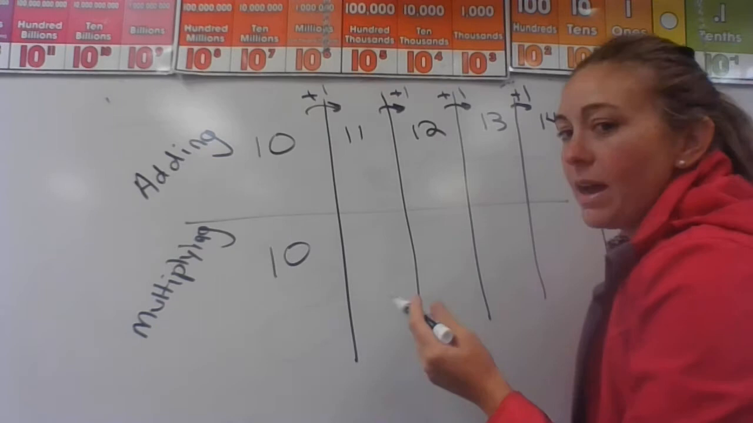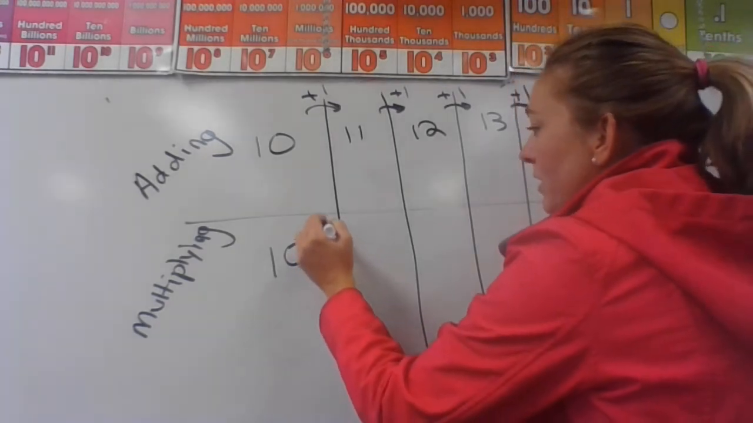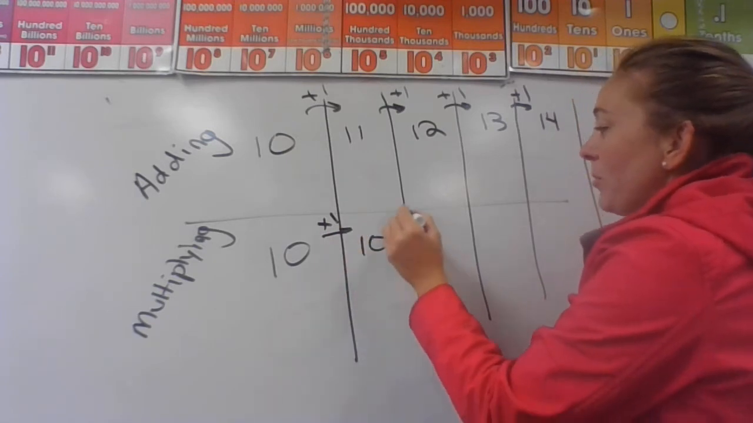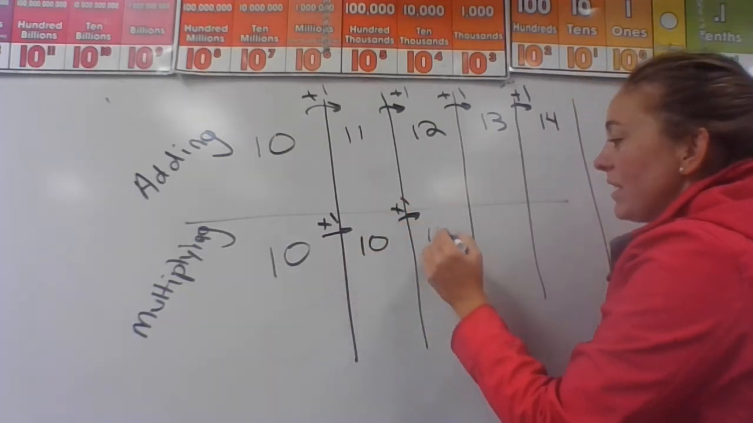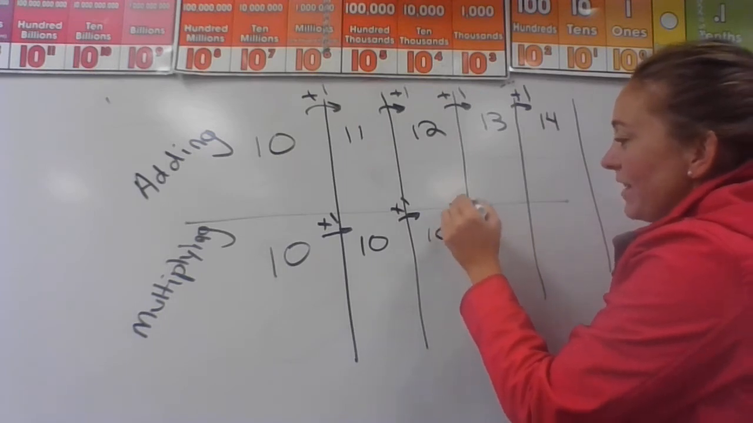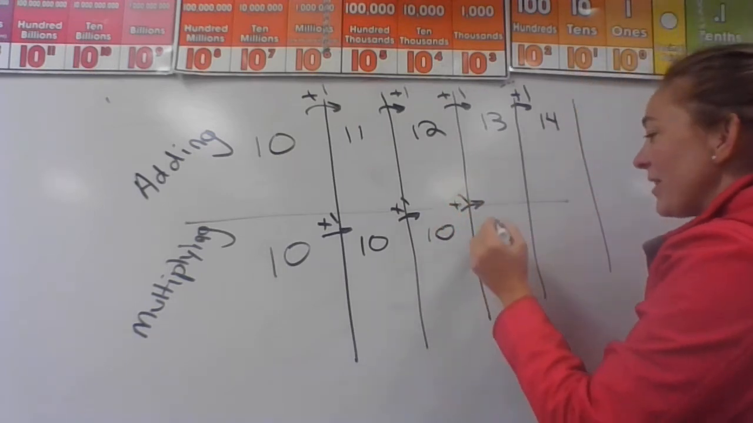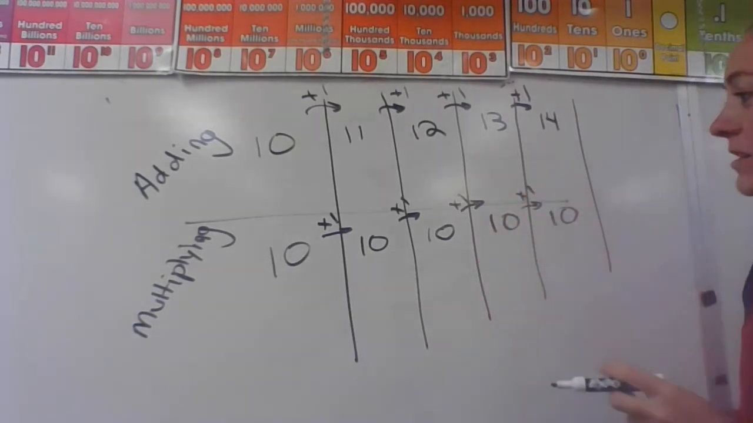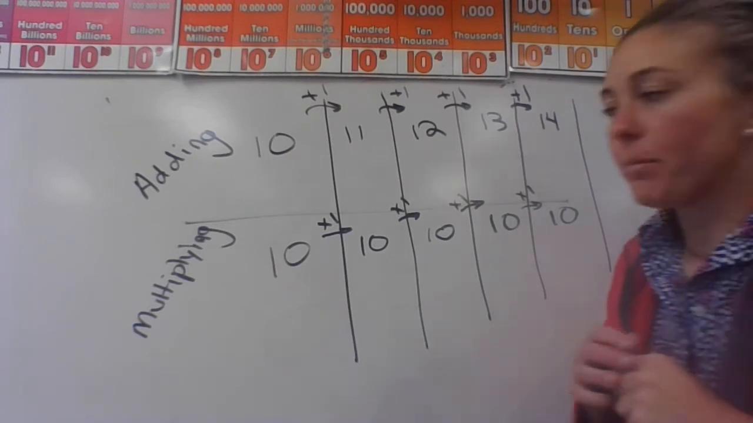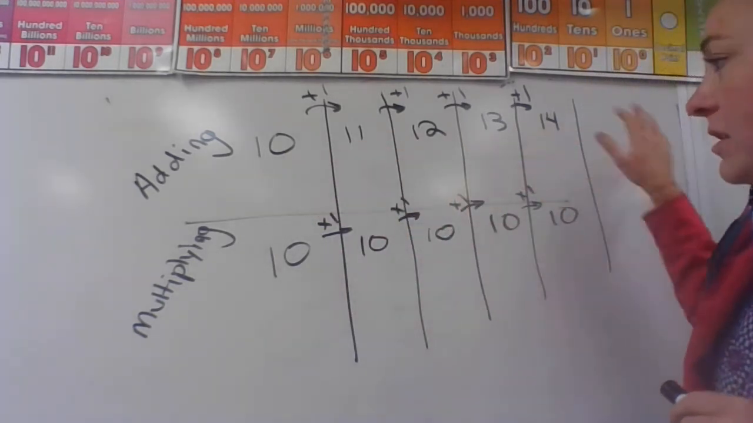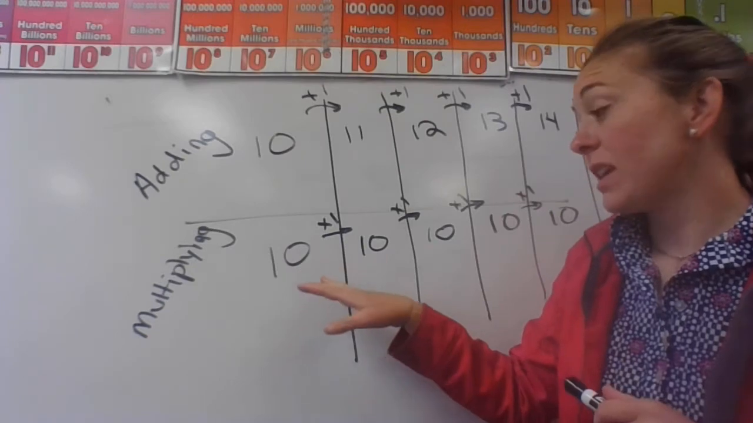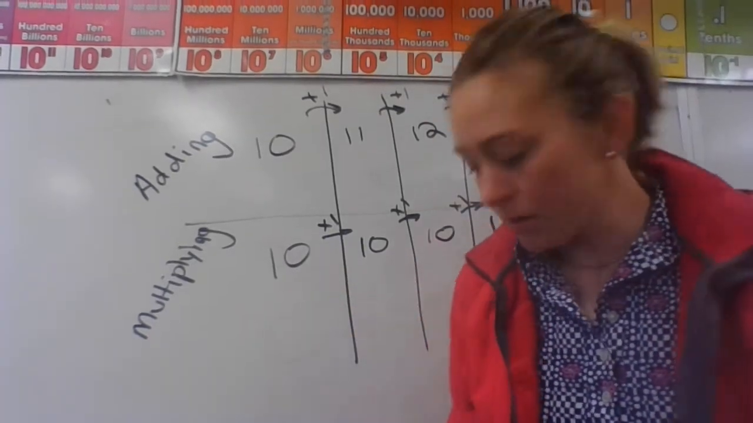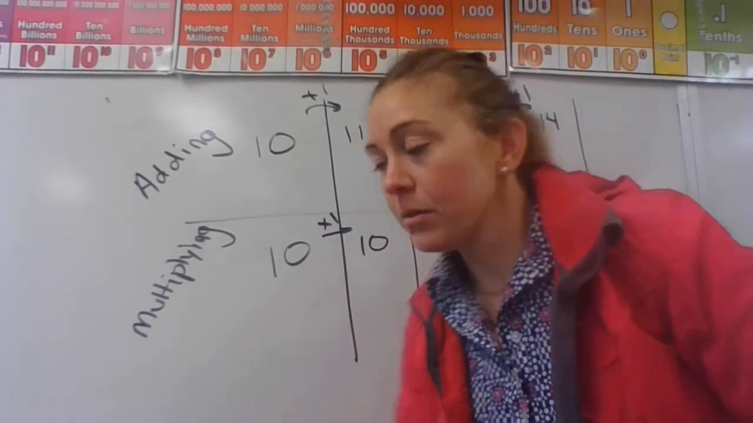For the multiplying pattern, I multiply by 1 each time. So times 1, 10 times 1 gives us 10. And then I multiply by 1 again, and 10 times 1 is 10. Multiply by 1 again, and 10 times 1 is 10. So you can see that would be the pattern. Adding, I'm going up by 1: 10, 11, 12, 13, 14. It would just keep going. And multiplying, it would stay the same because I'm multiplying it by 1: 10, 10, 10, 10, 10. I'll put those cards back, and we'll do another one.